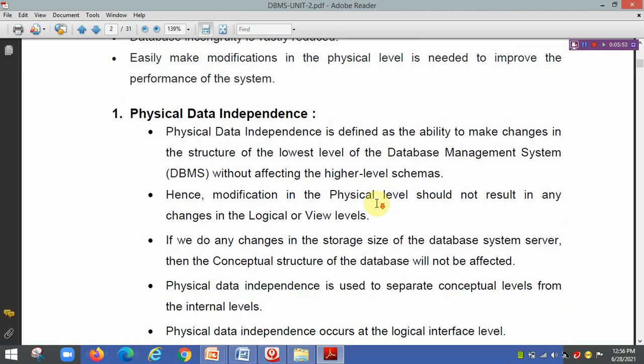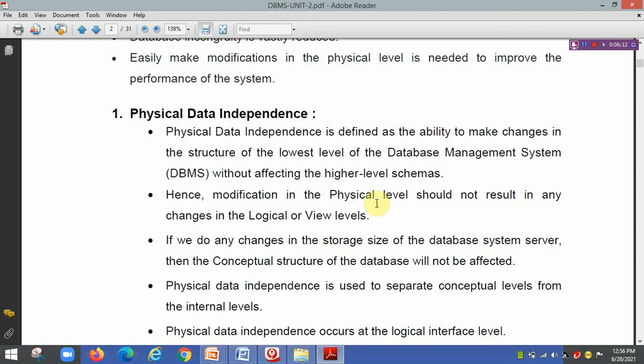If we make any changes in the storage size of the database system server, then the conceptual structure of the database will not be affected. If we change the storage size, there will be no effect on the conceptual structure. Okay.